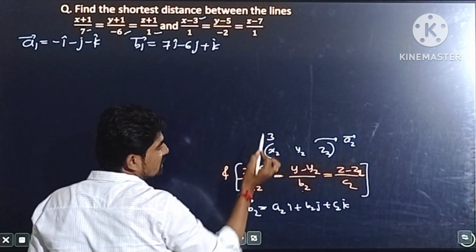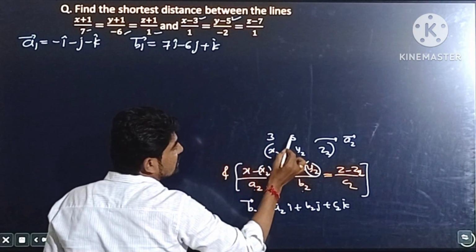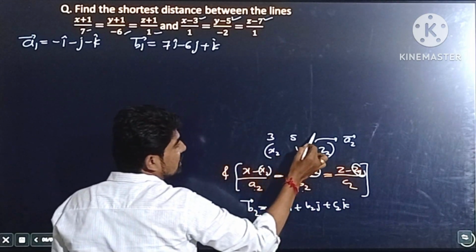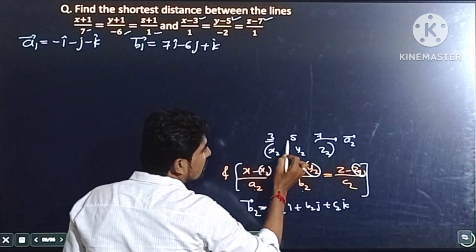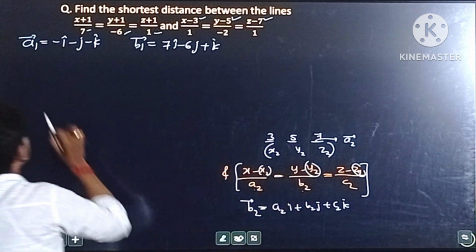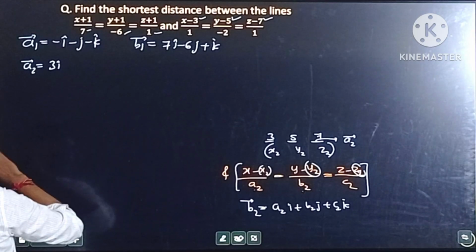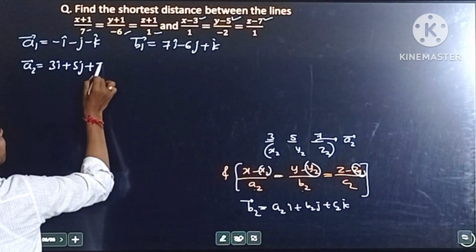Therefore, the value of x2 is 3. In place of y2, we have 5. Therefore, y2 is 5. And in place of z2, we have 7. Therefore, z2 is 7. Hence, its respective a2 vector is 3i plus 5j plus 7k.